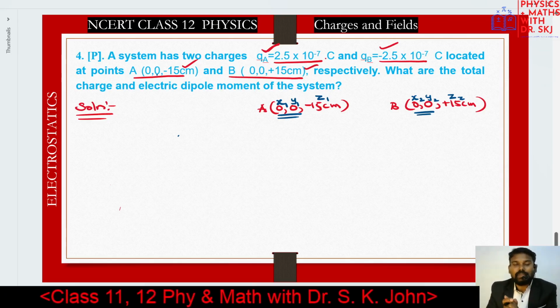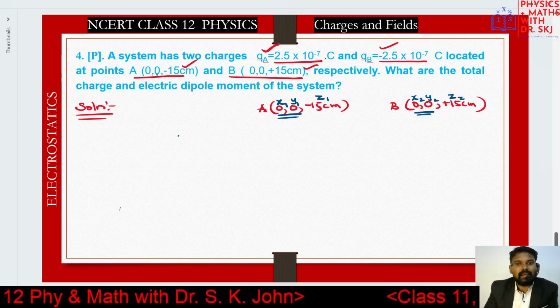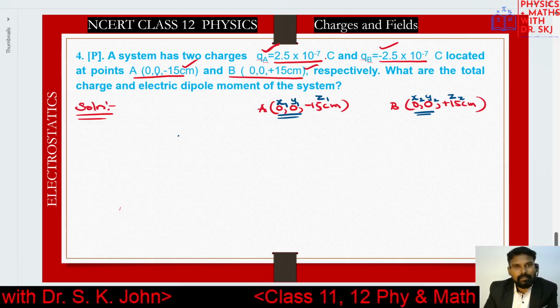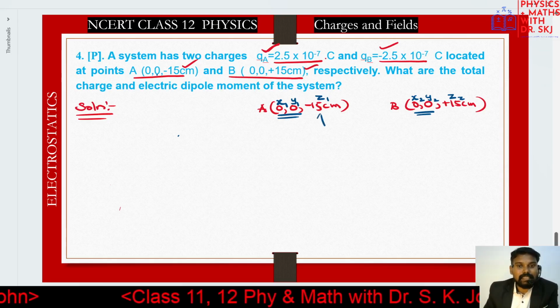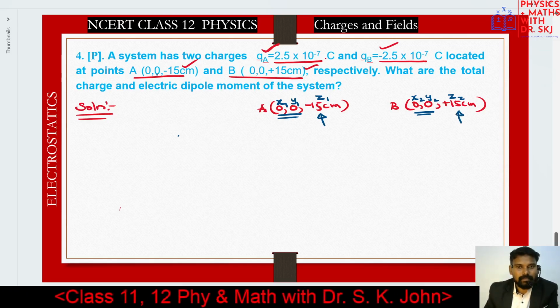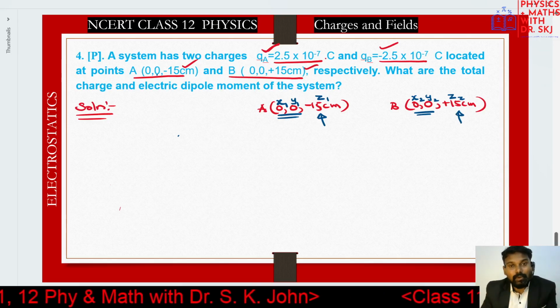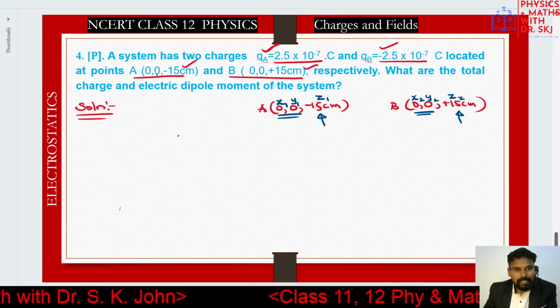So what are the locations of the charges? Think about the location of the charges. On which axis are the charges located? You can see that the charges are located on the z axis, because x and y are 0. Both x and y are 0, on z axis only. Okay, so consider the z axis.